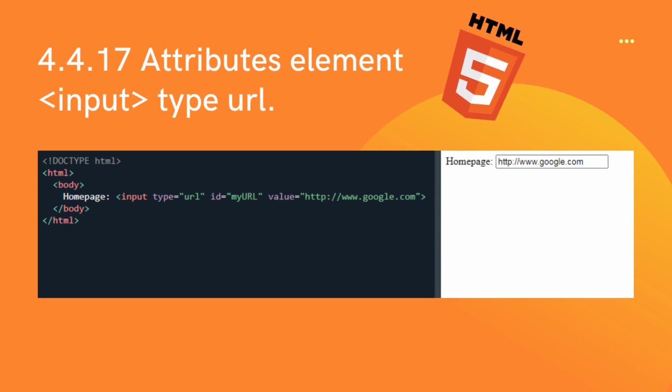Example: attributes of the element input type URL. The type attribute returns the type of the form element, the URL field. The value attribute specifies or returns the value of the value attribute of the URL field.